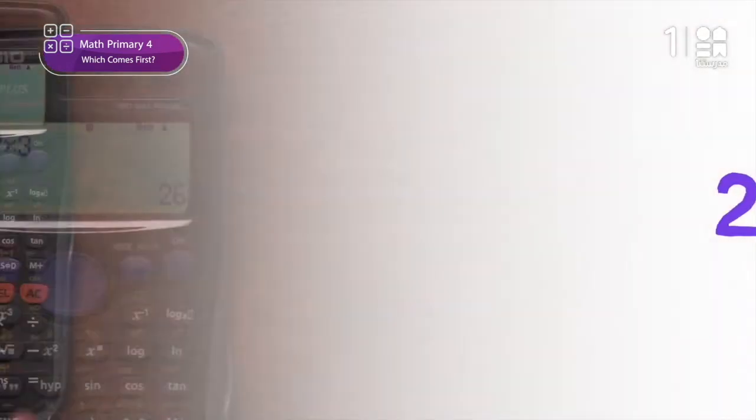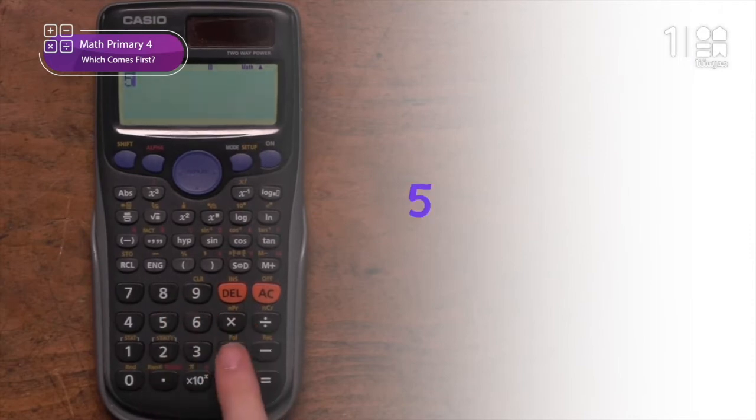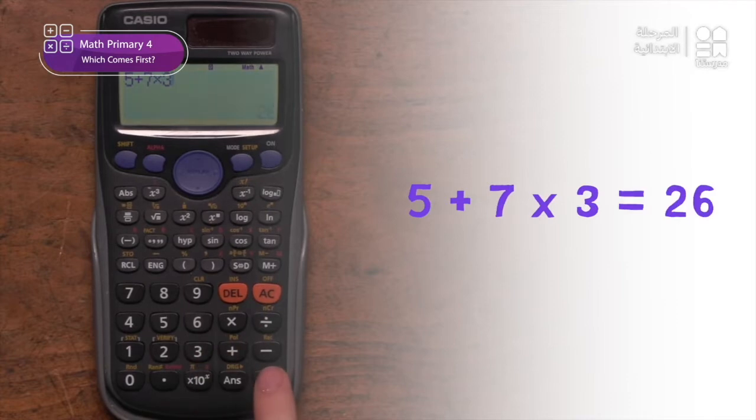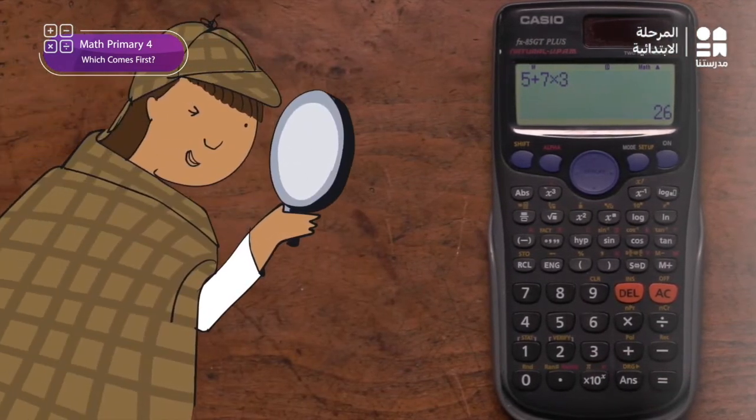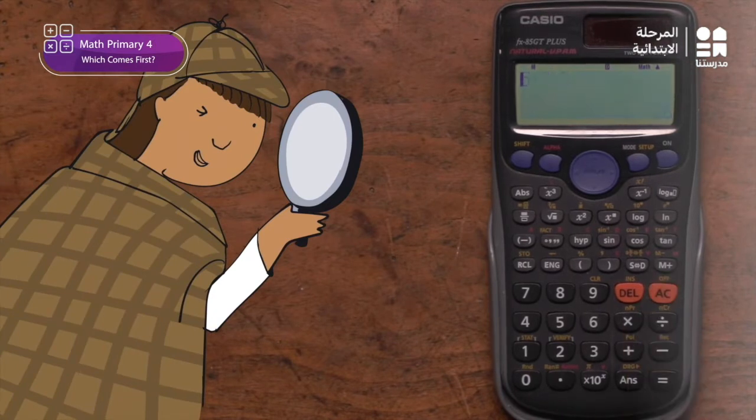What happened there? My calculator must be broken. Let's do it again. Something mathematical must be going on here. There is a special rule being used by my calculator. Put on your math detective hats and try to work out what is going on.